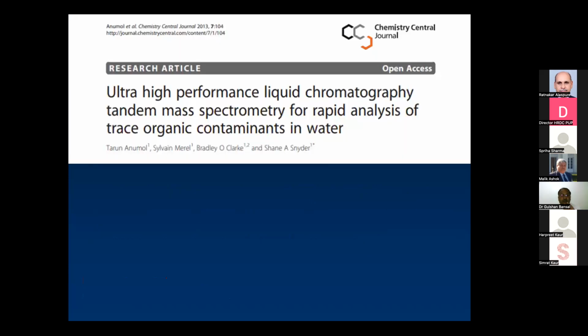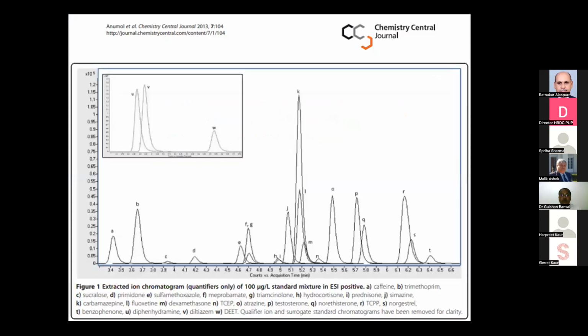So these are some examples which I have taken from the web. Ultra high performance liquid chromatography, tandem mass spectrometry for rapid analysis of trace organic contaminants in water. See here, they have analyzed more than 20 components in a single run within 6-7 minutes, right?